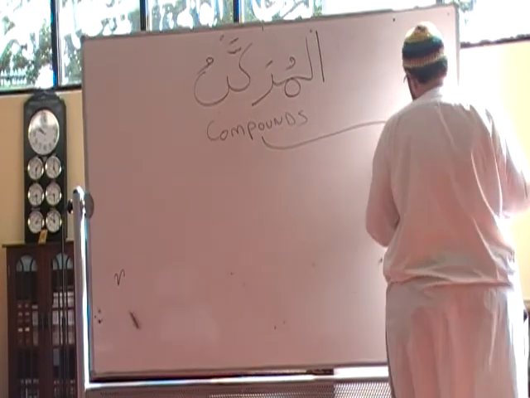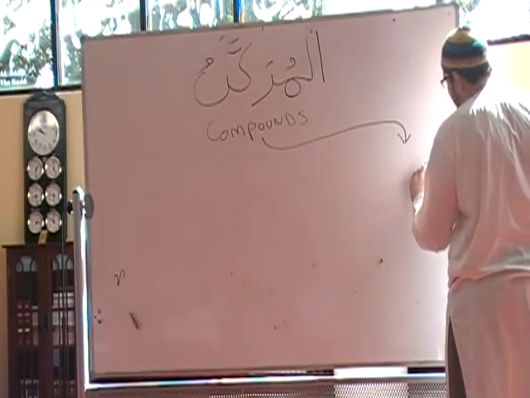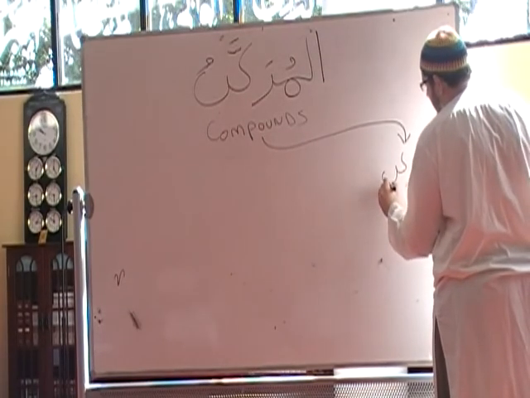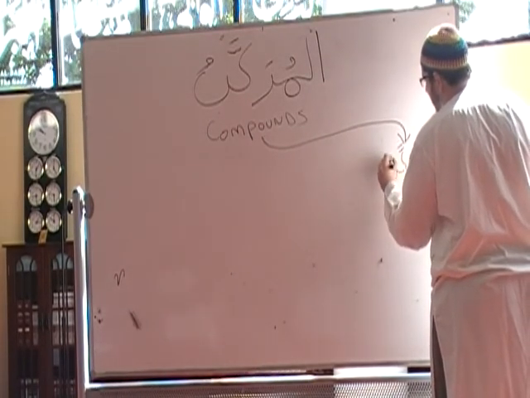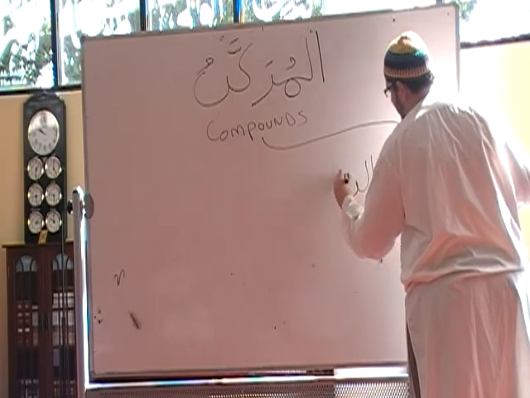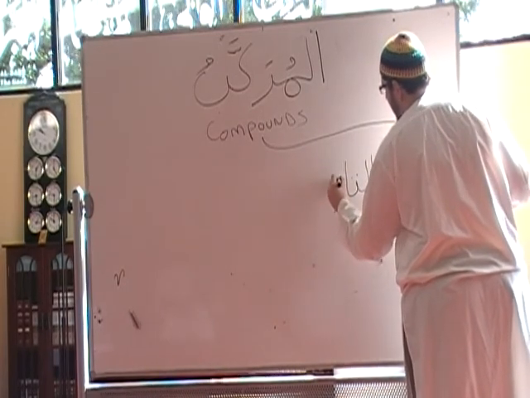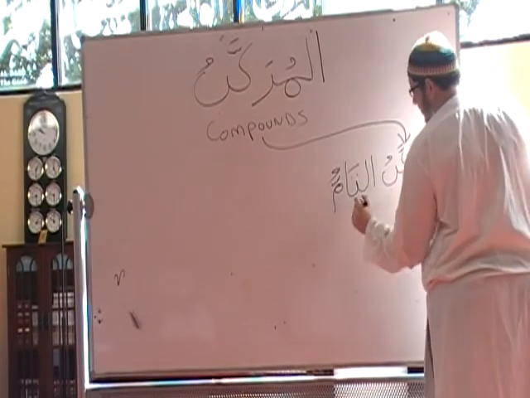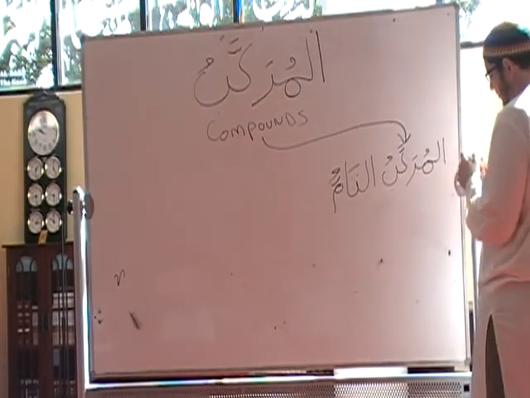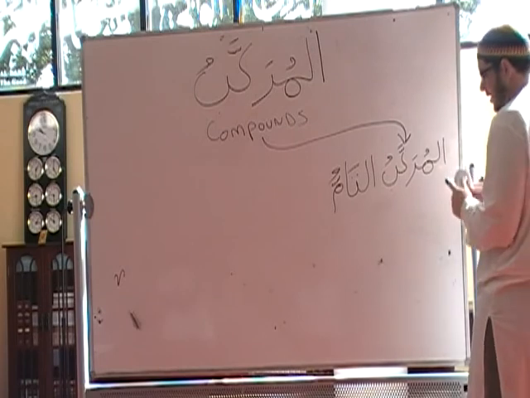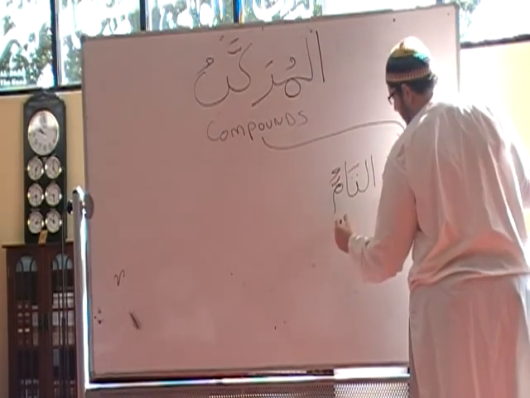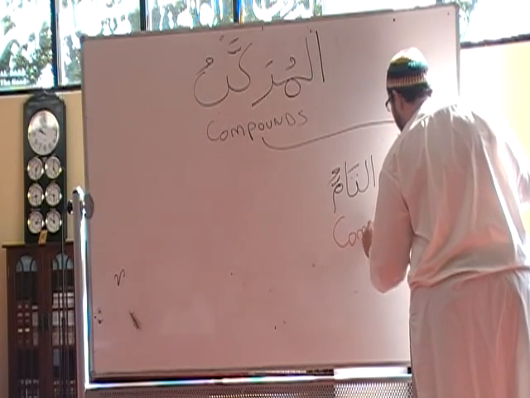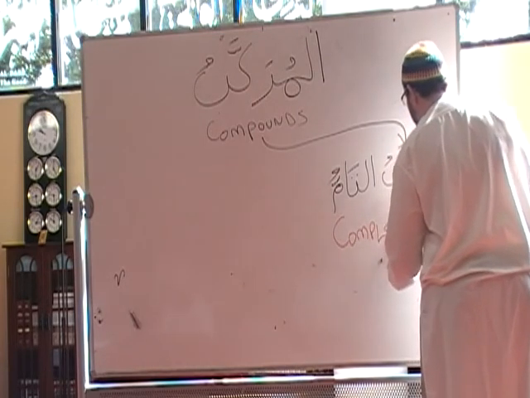You have what's known as al-murakkab al-tam. Also known as a complete sentence. This is easy because it's a complete sentence. So anything that is a complete sentence is called al-murakkab al-tam.